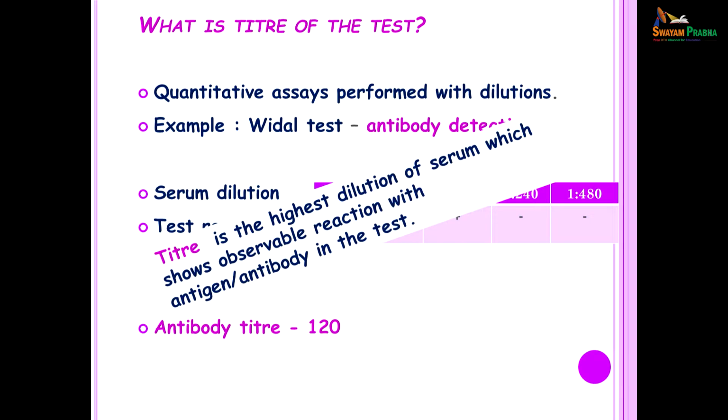What is the definition of a titer? It is the highest dilution of serum which shows an observable reaction with either antigen or antibody in the test. Usually, the tube agglutination tests which we perform are the ones in which we are looking for antibody in the patient's serum.